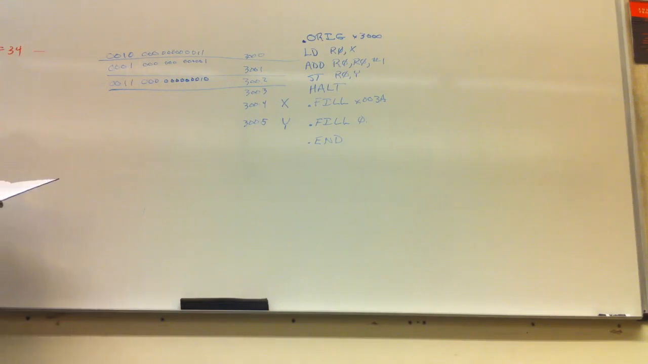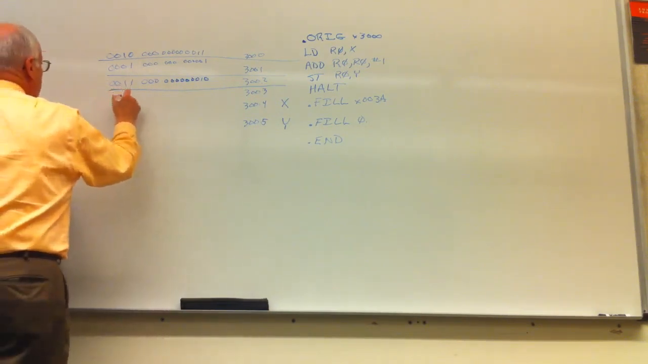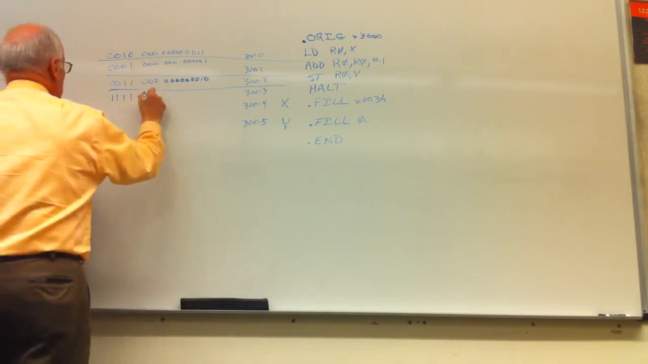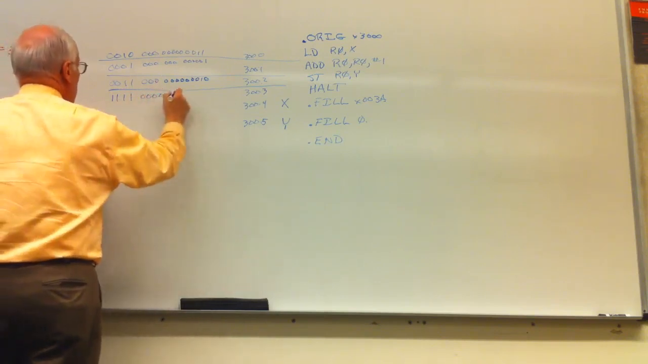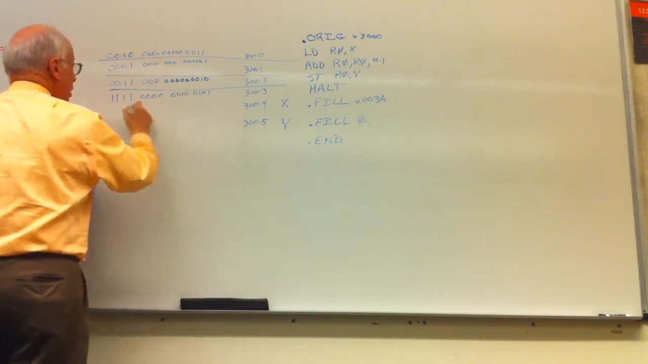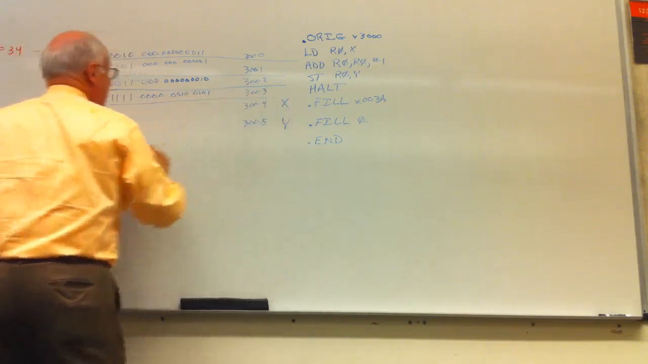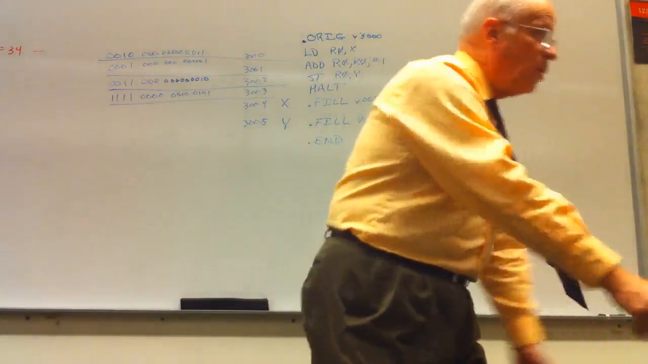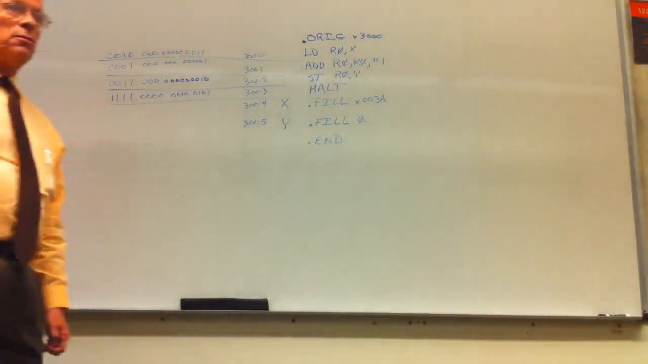The halt instruction, remember, is a trap. The next 4 bits are all zeros, and then the trap is a 2-5. Now what goes in this location?